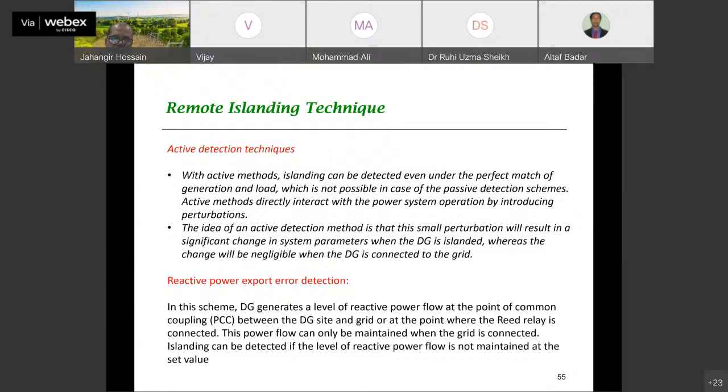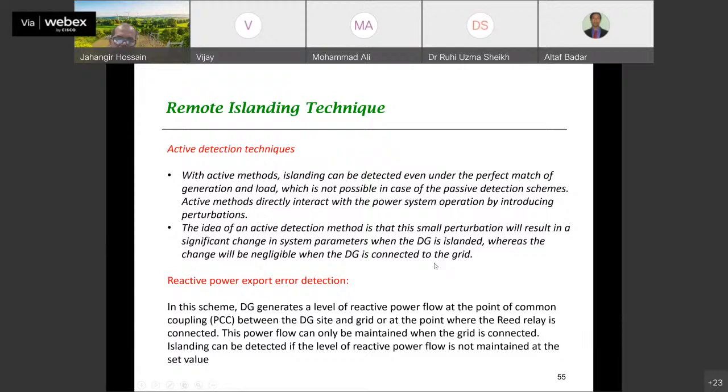Some zone might be non-detectable. So another method you can try is the active detection technique. The active detection technique can detect islanding even under a perfect match of generation and load. Although your microgrid has the same load and same generation, using this method you can accurately identify the islanding condition. What it does is make some small perturbation in the system that will result in a significant change in the system parameter when the DG is islanded. That's how you will be identifying the islanding condition.